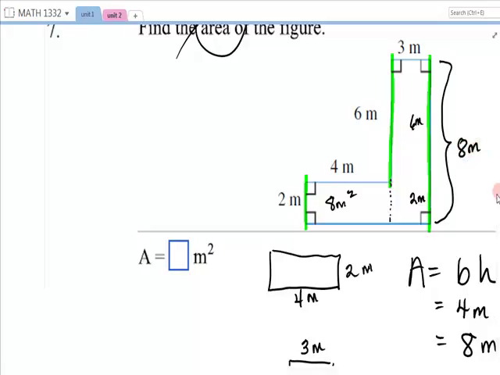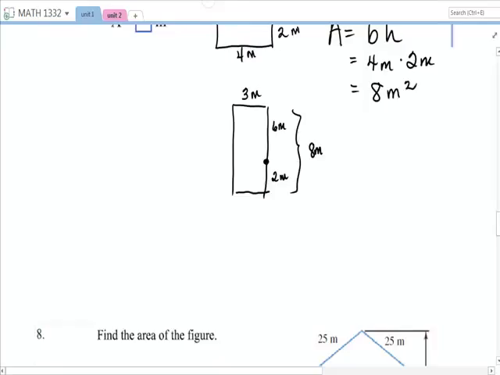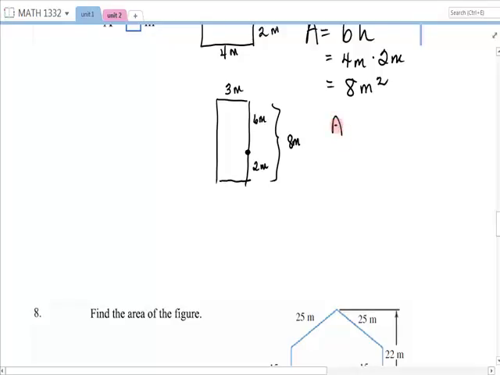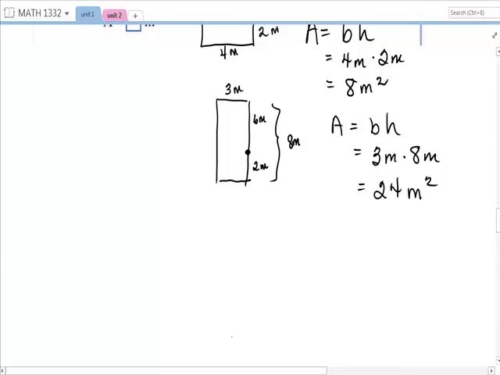All right, so now this, and I'll shrink it back down now. Area is base times height. It is 3 meters times 8 meters, which is 24 meters squared. It does not matter on a rectangle at all which one you call the base and which one you call the height, because you could rotate it and it would appear to be different.